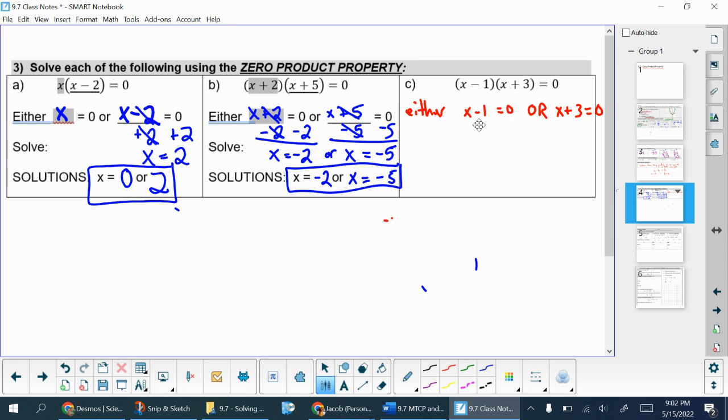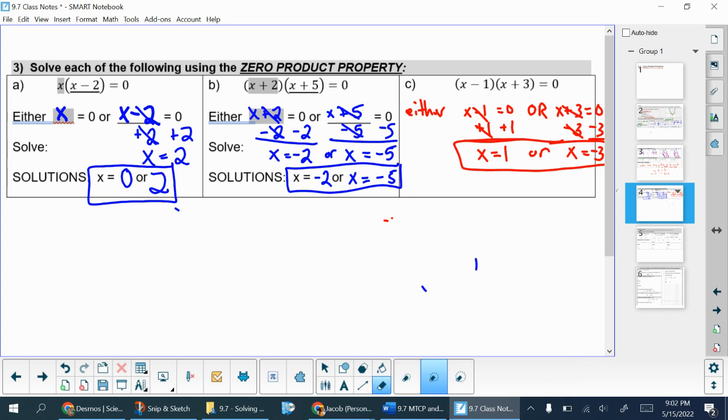X minus 1 equals 0. The inverse operation is adding 1. Cancel that out. I get x equals 1. On the other side, I see x plus 3, so I know I'm going to need to subtract 3. That will cancel out. X equals negative 3. That is an or statement. Either x equals 1 or x equals negative 3. Now, the last part of this is these should look pretty familiar here.